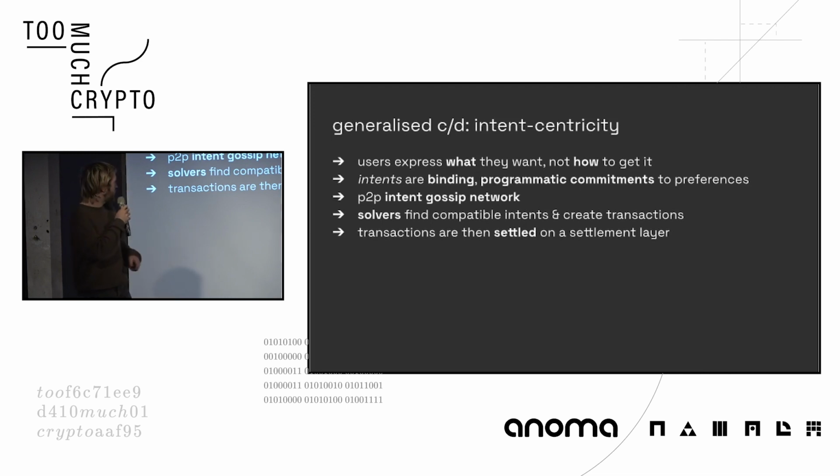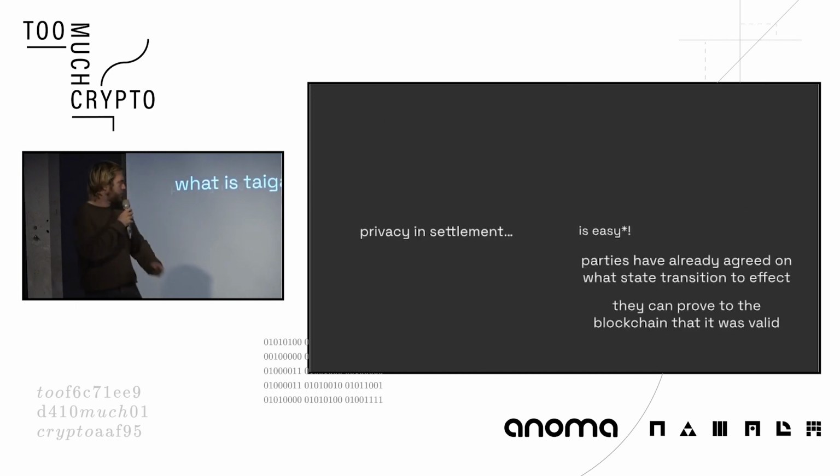Intents are gossiped around a peer-to-peer network. There are entities called solvers who find combinations of intents that can be joined together and have all of the intents by the parties who made them individually satisfied when they're joined together. Solvers create transactions, and transactions are settled on the settlement layer, which you can think of as a blockchain. Privacy in settlement is easy because you've already agreed on what you're doing. You already know who the parties are. You just use some ZKPs to prove that it was valid, send the transaction to the blockchain, done.